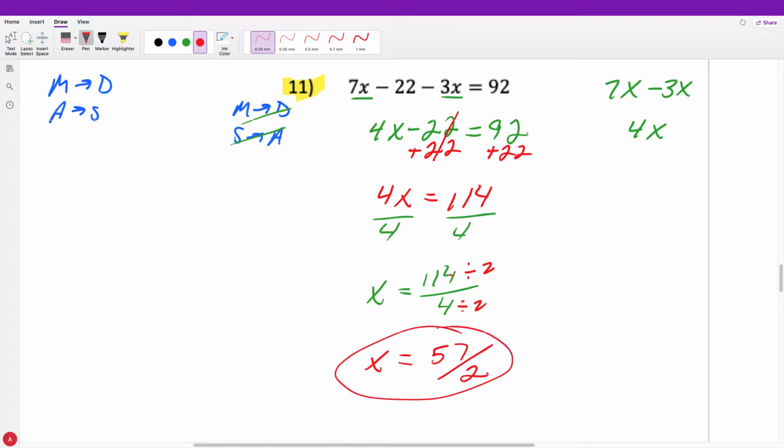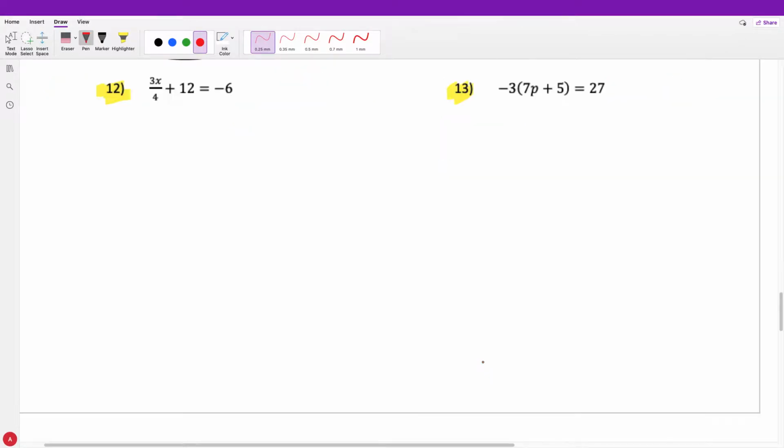All right, you could have left your answer as an improper fraction. You could have written it as a mixed number or decimal. But I'm always going to suggest an improper fraction for now. All right, so the next two problems that we're going to focus on are 12 and 13, and then we're only going to go over one of the extra credit questions.